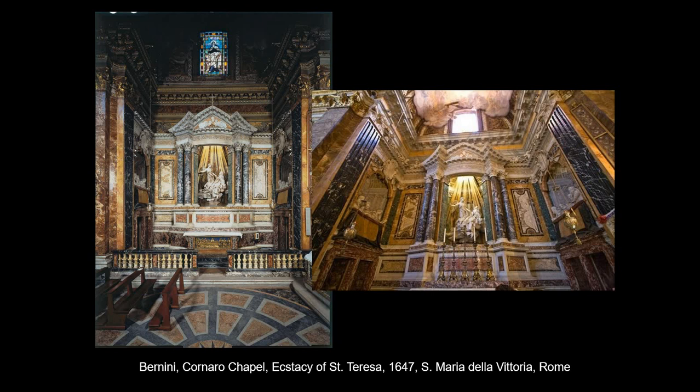The Cornaro Chapel is a chapel attached to Santa Maria della Vittoria in Rome, and it is, again, another one of these wealthy patrons. They want a private chapel off of the main church. So you can see how the chapel just sticks off the aisle of the main church. And he, instead of giving them just a kind of generic thing, he gives them this theatrical installation.